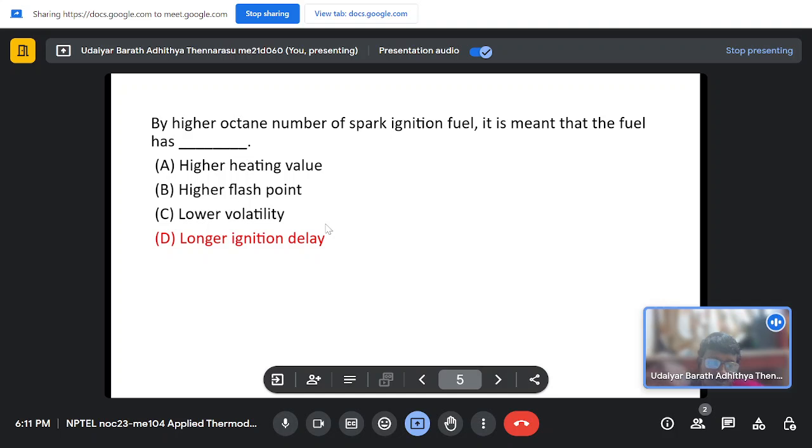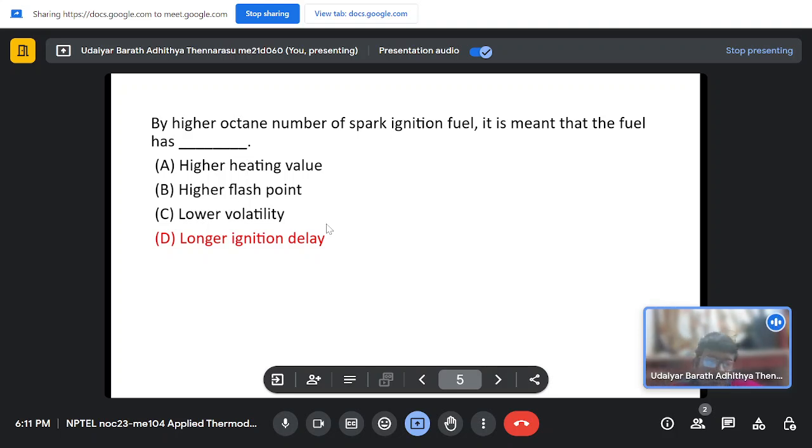This is opposite when your cetane numbers are high. In a compression ignition engine, you require this ignition delay to be very less, so that self ignition can happen. But you don't need that in a spark ignition fuel, because you are providing a spark to initiate the combustion. So hence you require a longer ignition delay. You don't require ignition to happen by itself, so it will create knocking.